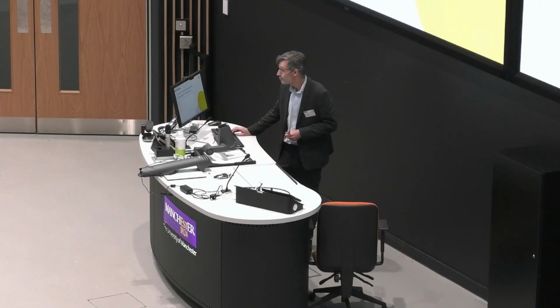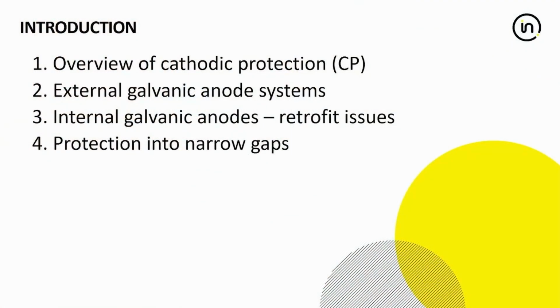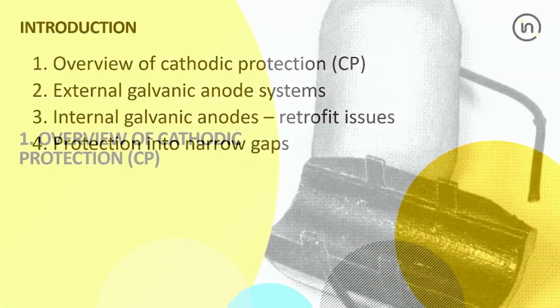There are four areas that I'm going to briefly run through, particularly the first two. First, a quick overview of cathodic protection to give you some background, and then some issues that arose on the application of external galvanic anode systems to some of the early monopiles. Then we'll look internally, at the space inside the monopile, which is filled with seawater, and the application of galvanic anodes there. That's a retrofit activity. And then protection into narrow gaps.